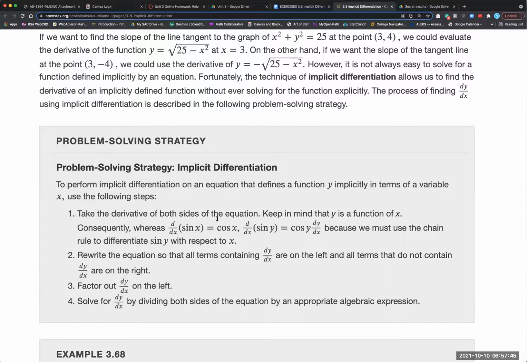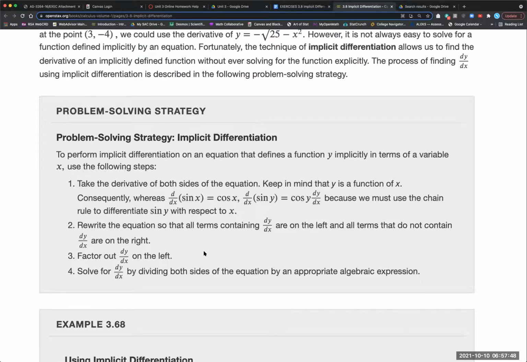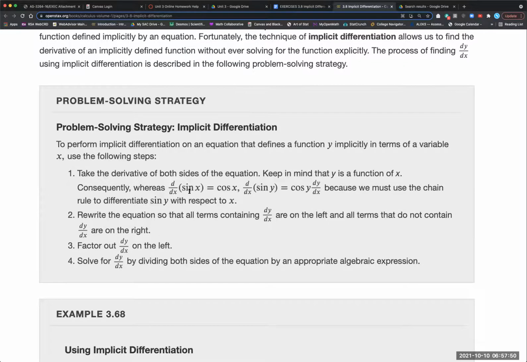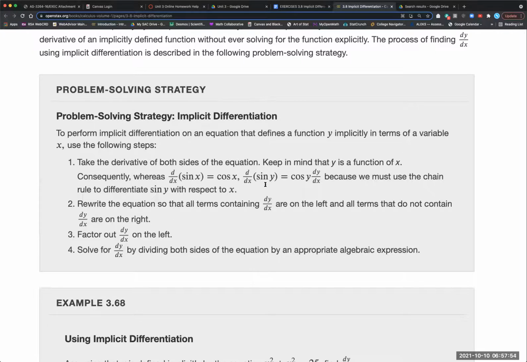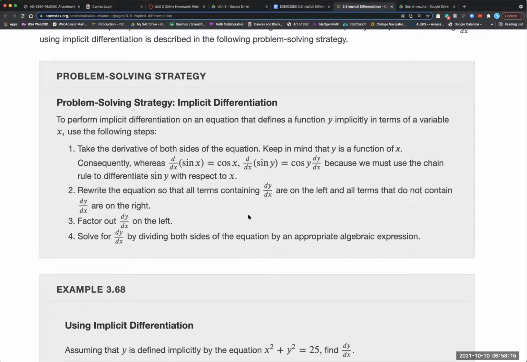So the problem solving strategy here is kind of the direct method to do that. Take the derivative of both sides. Now, the key is that when you have x and y, and again, this gets more complicated later with three variables, z's, but whatever your two variables, we're calculating the derivative with respect to x, right? That's what we're starting with. We're assuming x is the variable we're taking the derivative with respect to, hence the d/dx, right? And so when we're going to find it, it's always with respect to x.